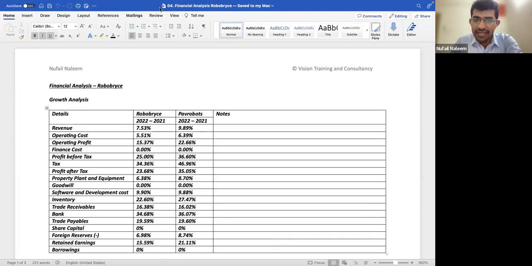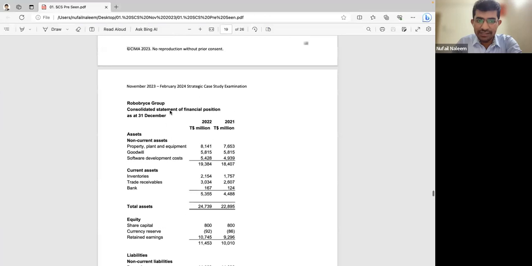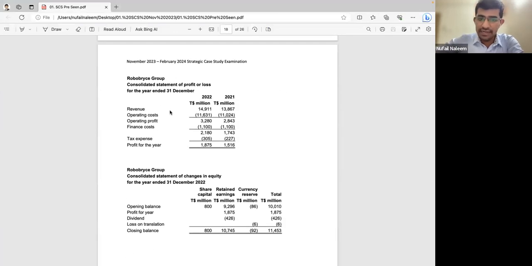So students, today, if I'm not mistaken, we will work on the financial analysis part of this organization, Robobryce. Now, students, what I have done is I have calculated the changes from the previous year to the present year. So I will do a small calculation here and show you how the changes were done, so that it will be much easier for you all to understand the application as well.